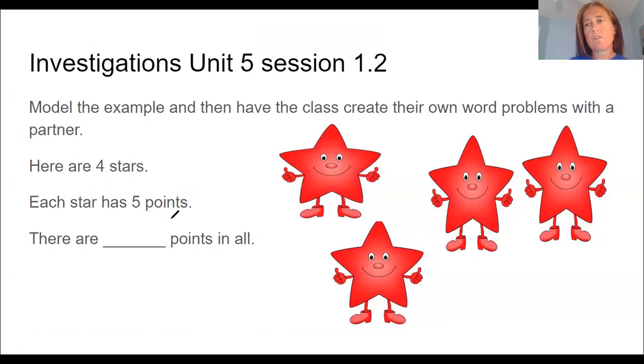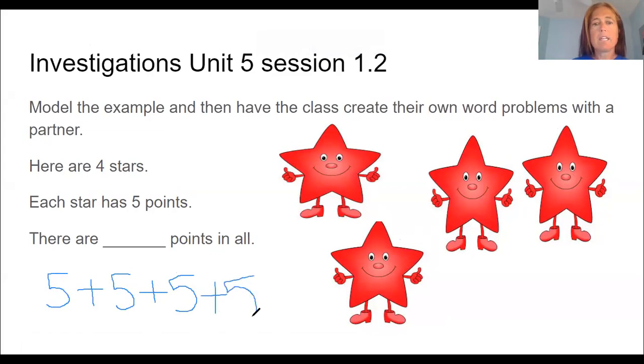So I could do this in 2 different ways. I could either say 5 plus 5 plus 5 plus 5, okay? Now, why do I have 4 5s? I have 4 5s because there's 4 groups or 4 stars, okay? And each star has 5 points. So if I count by 5s, 5, 10, 15, 20, my answer is 20.